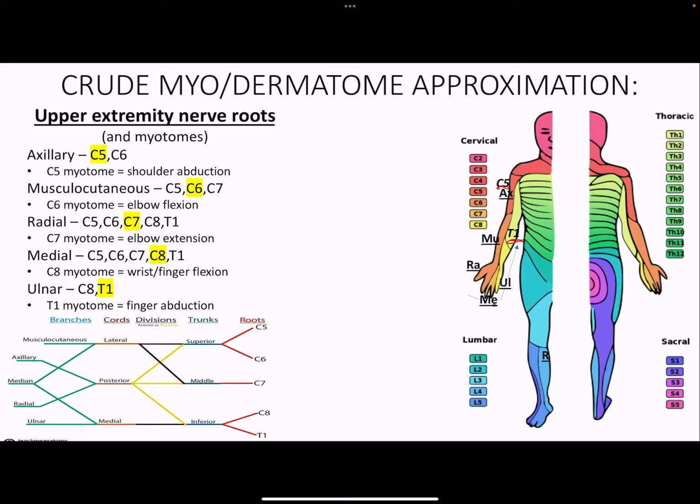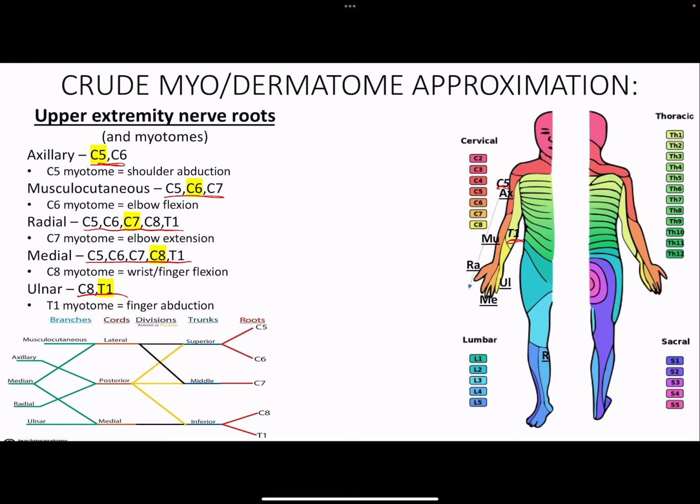So the axillary nerve, people say that it's contributed to by C5, C6. This is C5, C6, C7, C5, C6, C7, C8, T1. This one's the same, and this is C8, T1. But honestly, I think the best way to think about these is, what are they mostly associated with? The axillary is mostly associated with the C5 myotome.